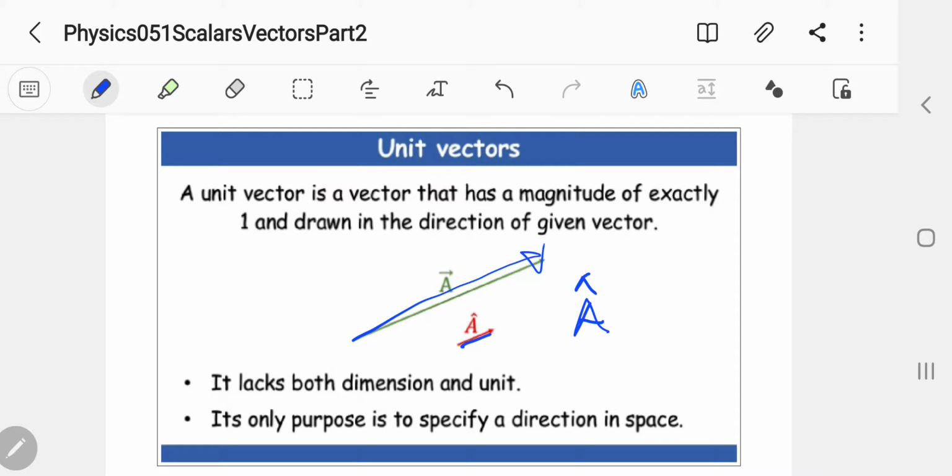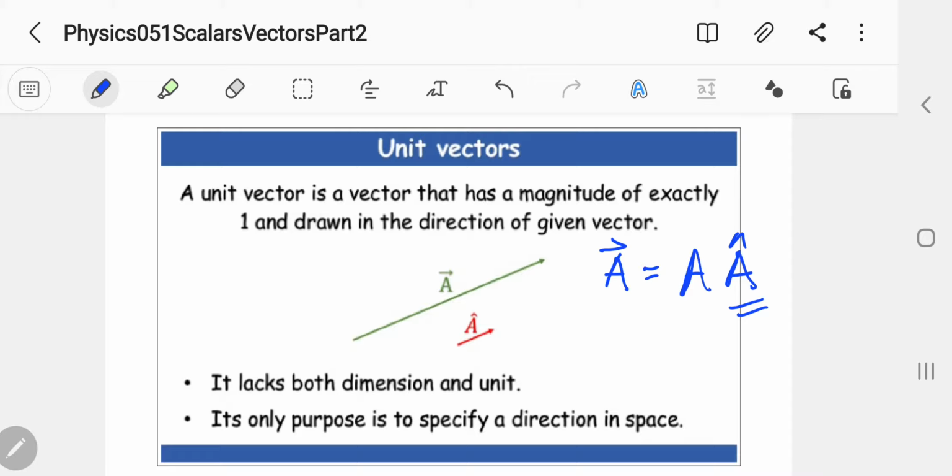And of course, the directions of A and A hat are both the same. So in this case, vector A can be written as the magnitude A times the unit vector A hat. Remember, this is magnitude 1, so if you multiply this with A, it gives you A.